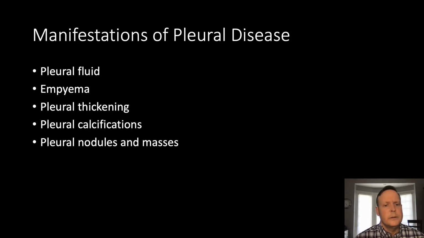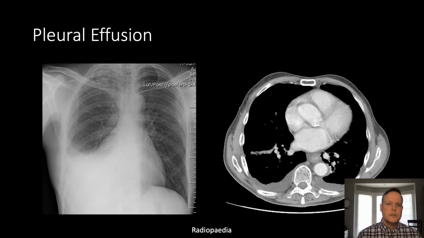So different manifestations of pleural disease that we'll be talking about include pleural fluid, empyema, pleural thickening, pleural calcifications, and pleural nodules and masses. So this is the only radiograph I'm going to show, as you will have already gone through that content with the aquifer lectures.